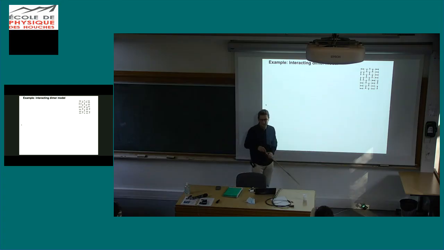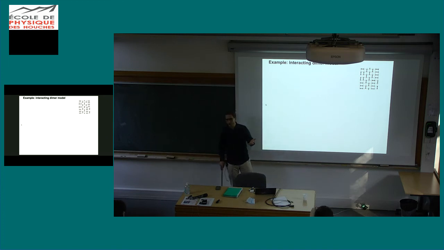So what is this interacting dimer model? Okay, it's a statistical mechanical model. Think of a square lattice. The bonds can be occupied or unoccupied. But the particularity of this one is that there is a set of local constraints: every vertex has one and exactly one occupied bond on it. So this is the non-interacting dimer model, the fully packed non-interacting dimer model.